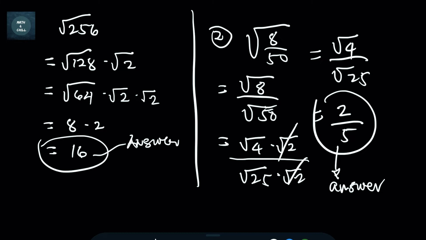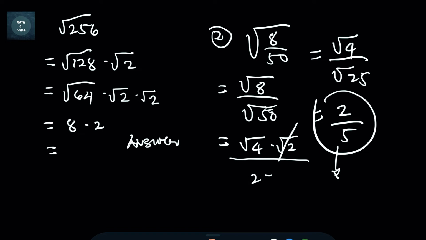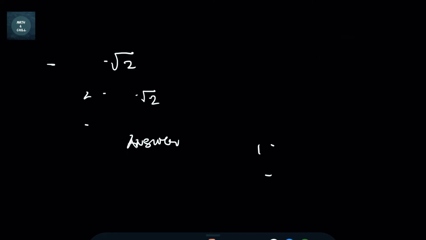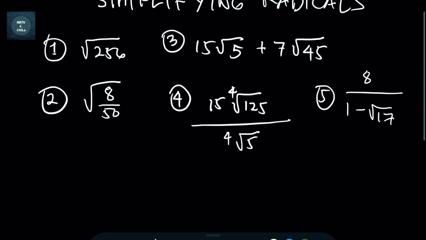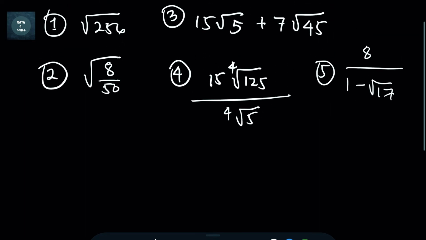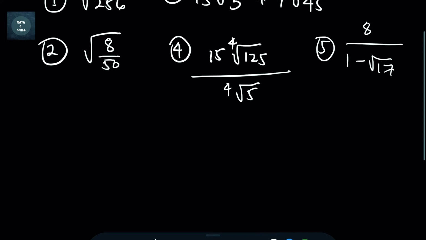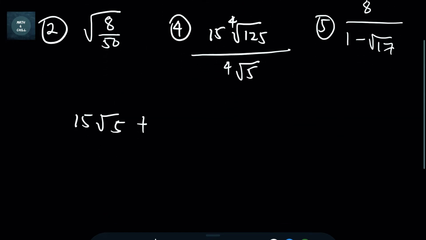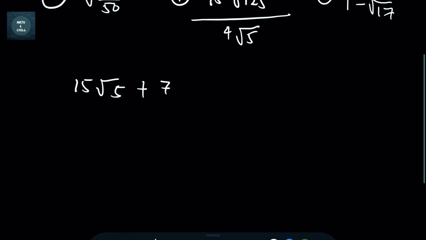So we have number 3. Let us just erase this one. Let's proceed to number 3. We have to simplify 15 square root of 5 plus 7 square root of 45.